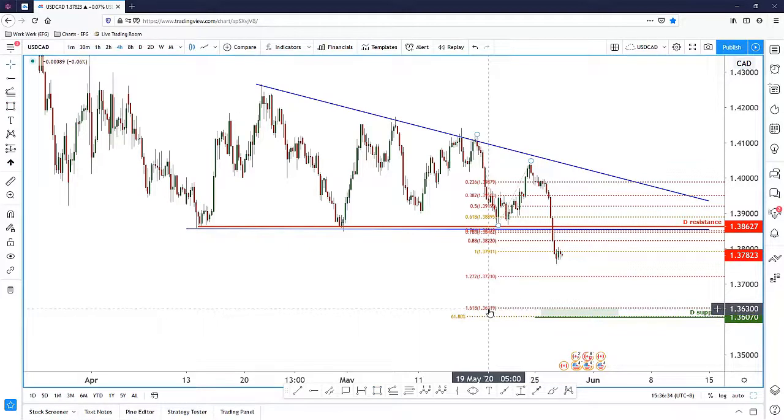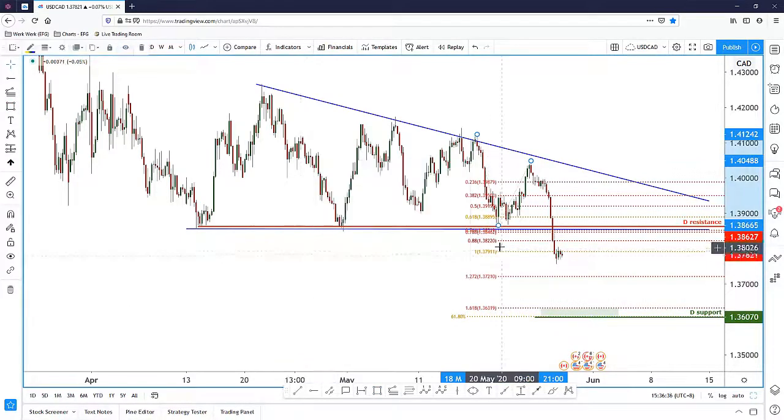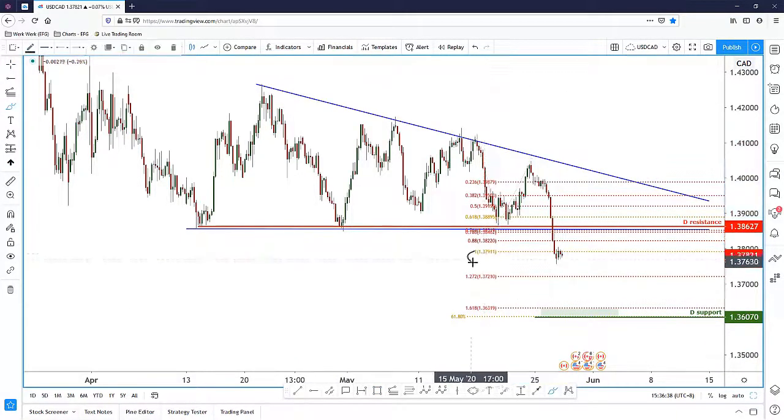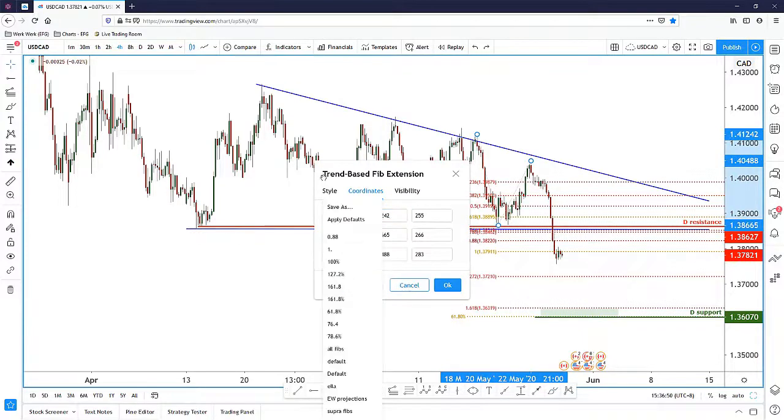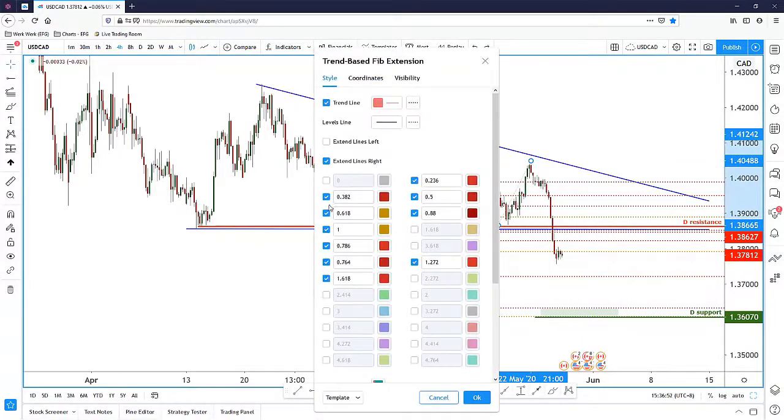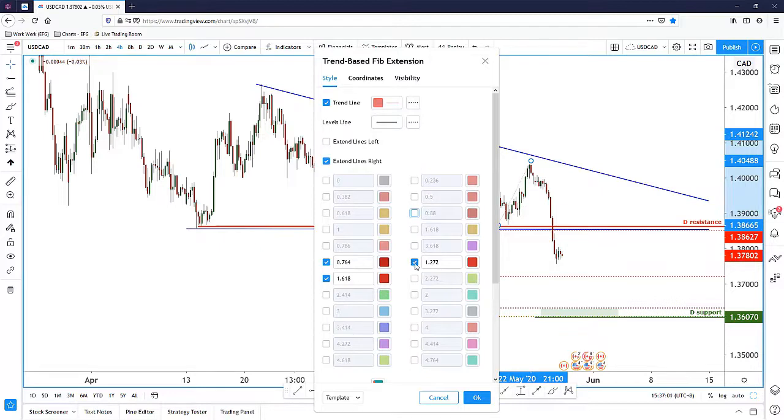So this will be our final target level, and price has already broken below the 100%. It's testing this area right now. Interestingly as well, the 76.4 extension level falls in line with our daily resistance, which is also the descending triangle breakout. So these are the levels that I want to highlight. Let me just highlight the 76.4 and the 161.8, and then I will uncover the rest.